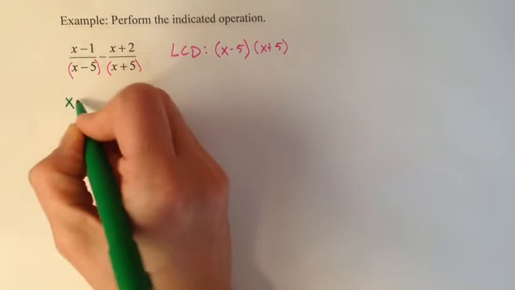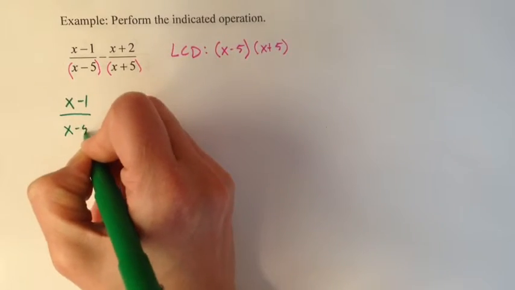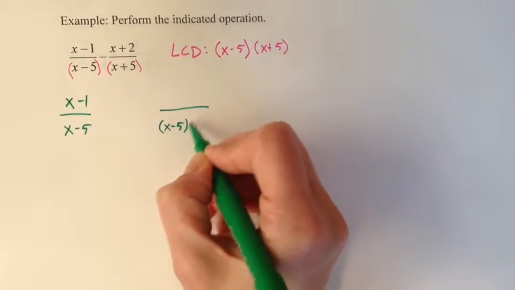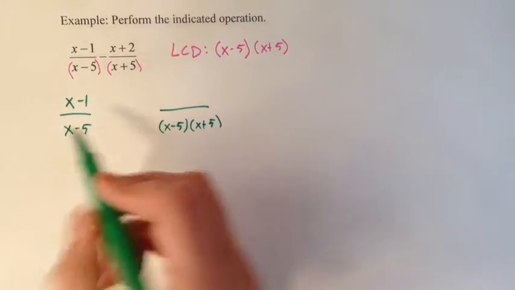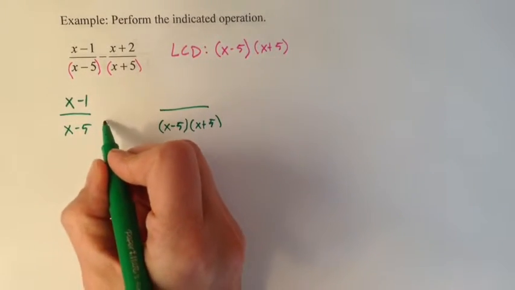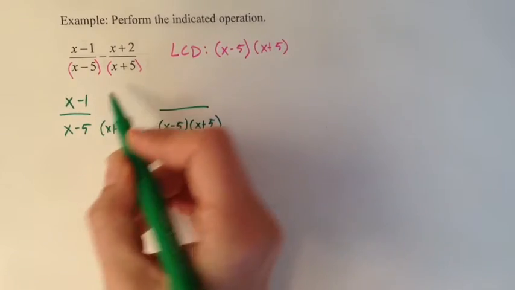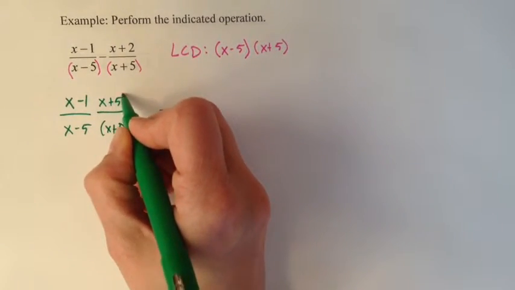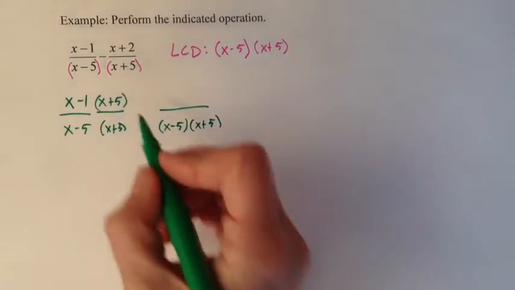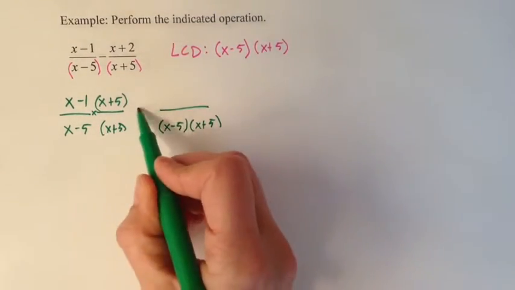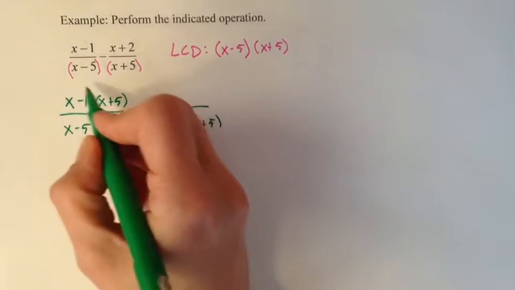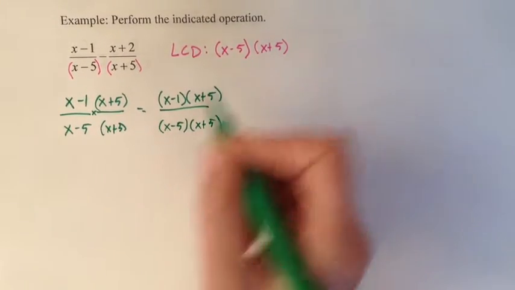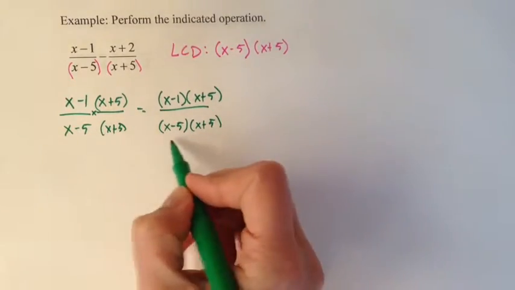I'll start with x minus 1 over x minus 5. Now my goal denominator is x minus 5 times x plus 5. My fraction here is only missing the x plus 5 part, so I'll multiply the bottom by x plus 5. Of course, whatever I do to the denominator, I've got to do to the numerator as well, so I'll be multiplying the top by x plus 5 as well. Multiplying across, that gives me x minus 1 times x plus 5 all over x minus 5 times x plus 5.